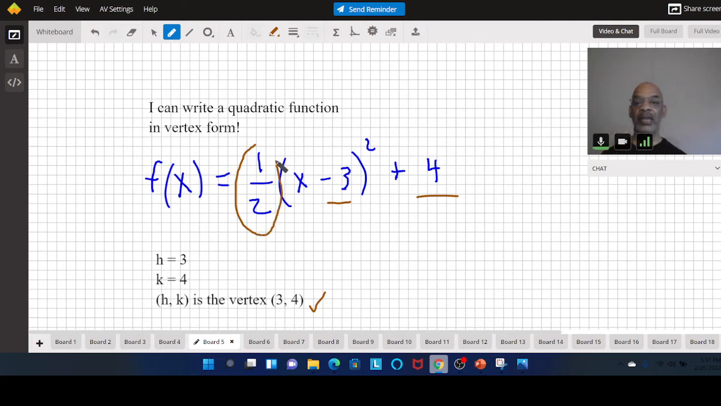This is the A value. A equals 1/2. So the parabola opens up with a positive A value. And that's it. We know the vertex and the parabola opens up from vertex form.